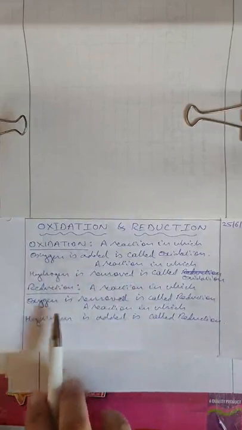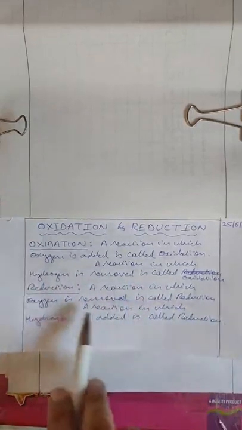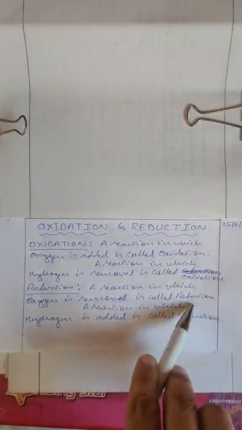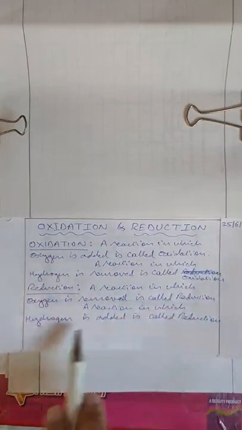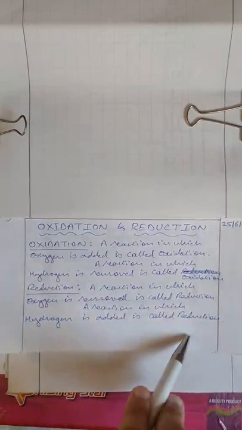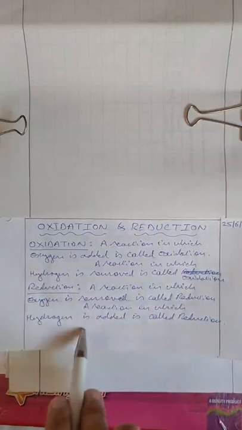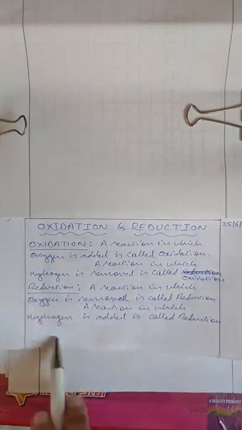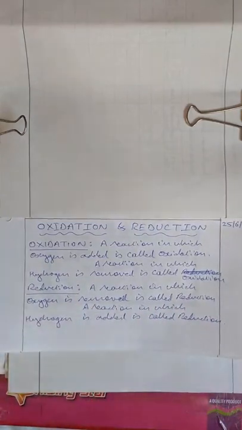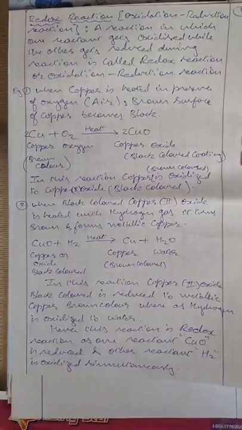In the same way, reduction: a reaction in which oxygen is removed is called reduction. Either you are removing oxygen, or you are adding hydrogen, and that is called reduction. So we may have one definition for reduction: a reaction in which oxygen is removed or hydrogen is added is called reduction.